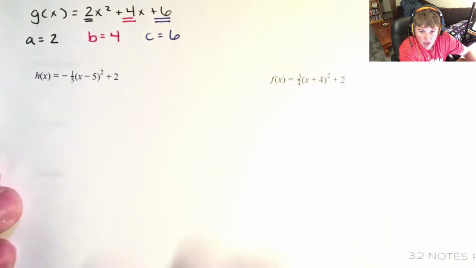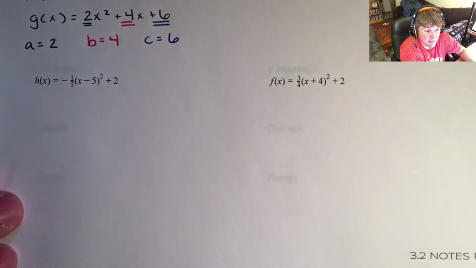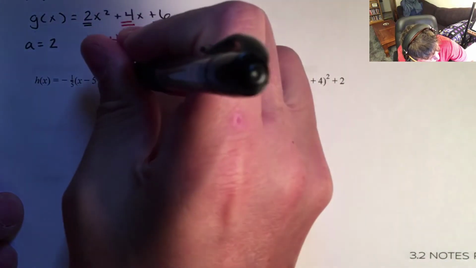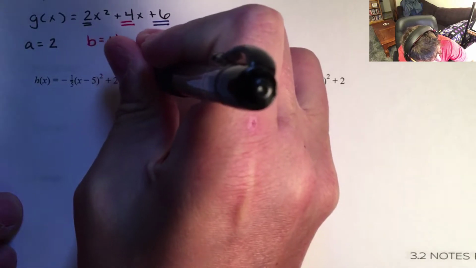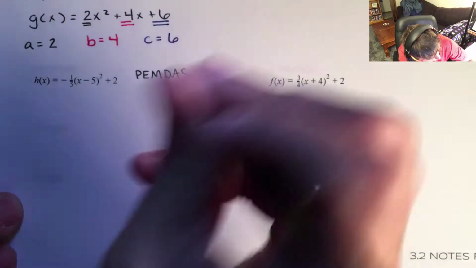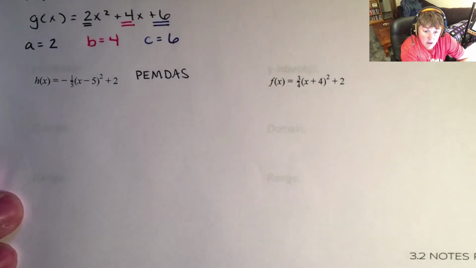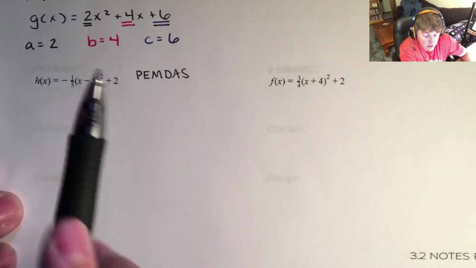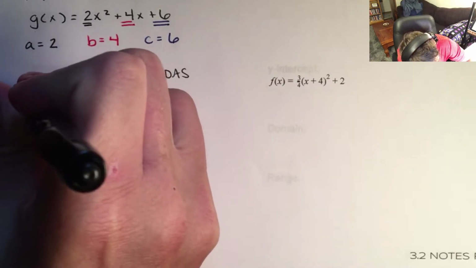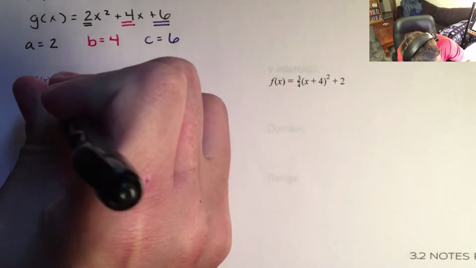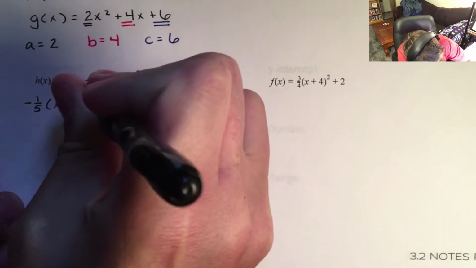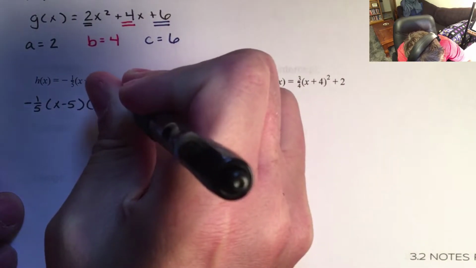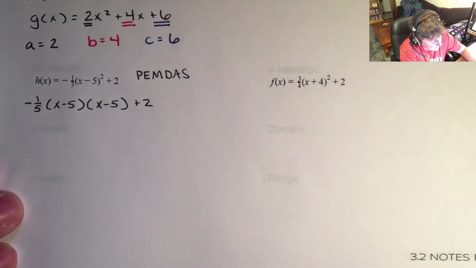Okay, let's go ahead and move on to h of x. The process is going to be the same. This one I'll try to go a little bit quicker. Inside the parentheses, there's nothing to do, so I'm going to move on to multiplication, or my exponent, and I know that x minus 5 squared is the same as x minus 5 times x minus 5. So I'm just going to rewrite that down. And then next I need to multiply.